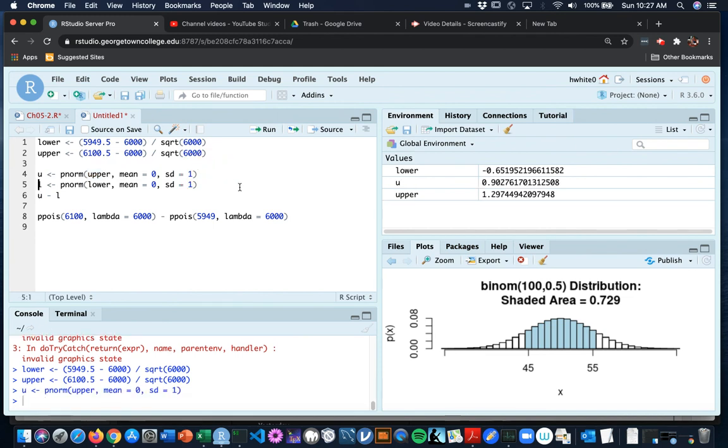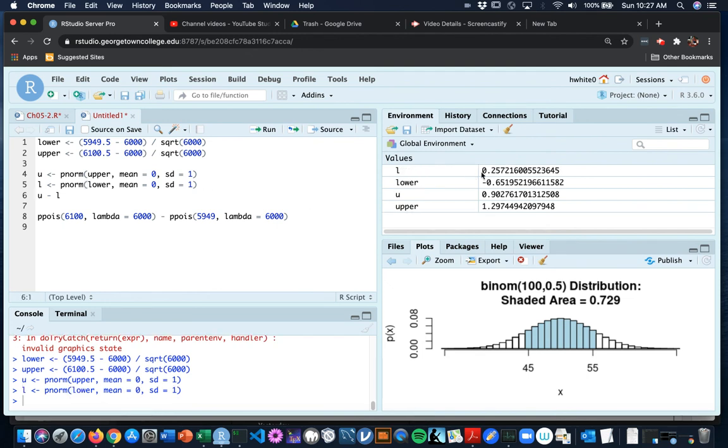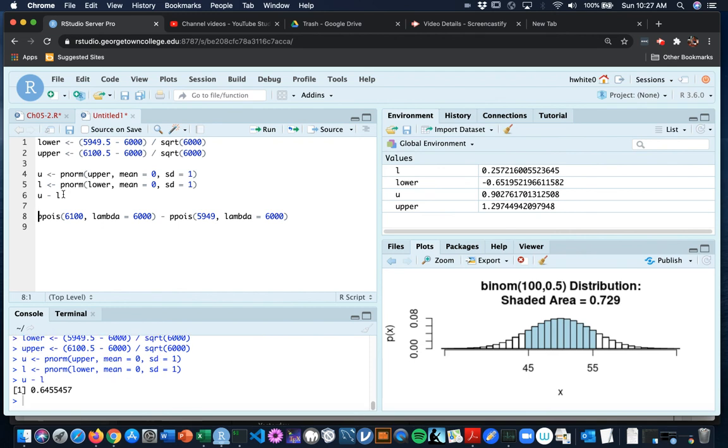Okay, I've got that chance. It's about 0.90. There it is in my global environment. Now I'm going to get the chance of being less than or equal to the lower bound, call it L, and that's about 0.25. And so if I subtract the two, I get about 0.6455457, about a 64% chance.